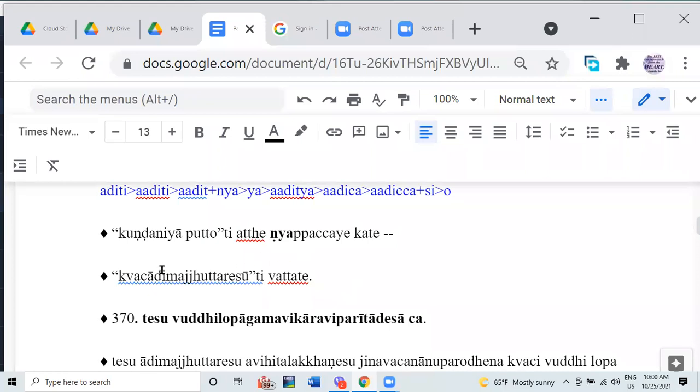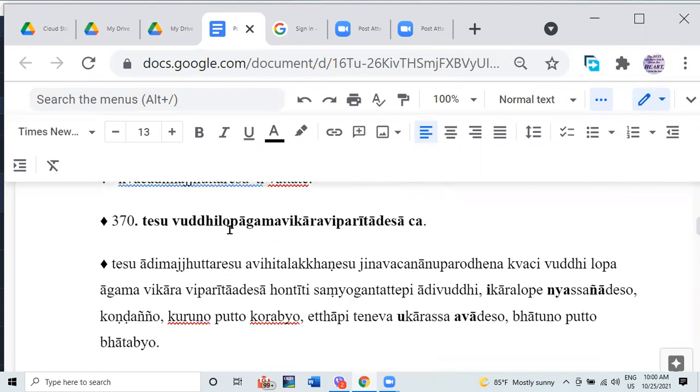To explain the word formation of Kundaniya, we need this sutta. That's why this sutta is mentioned here. This is the last one of the four large suttas. Odi, Loba, Agama, Vikara, Viparita, Atisa, Cha. Okay, these words.